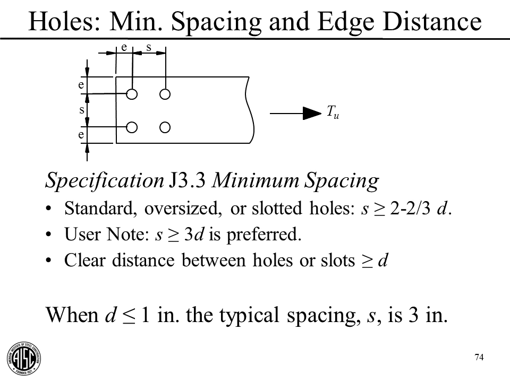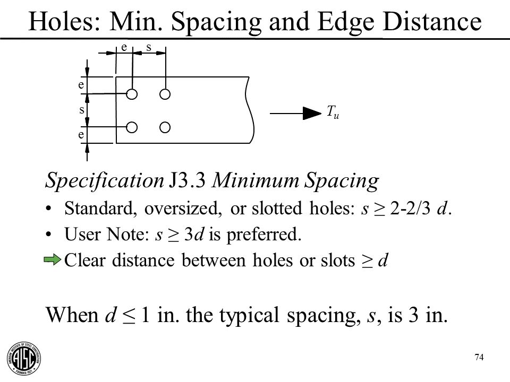Okay, so hole minimum spacing and edge distance. Let's spend a little time on that. Okay, so go into the specification section J3.3. We find the minimum spacing requirements there. For a standard, oversized or slotted hole, the center-to-center spacing S must not be less than 2 2/3 times the bolt diameter D. Note there's a user note there that says that 3 times D is preferred.